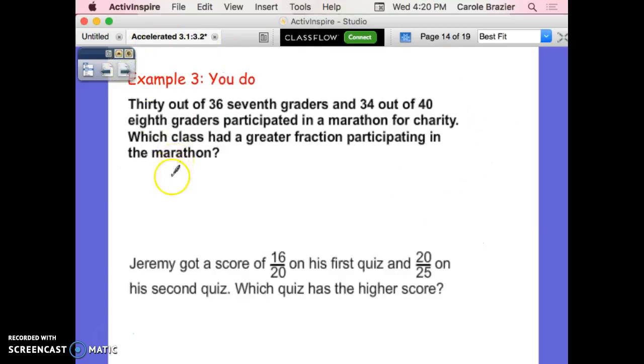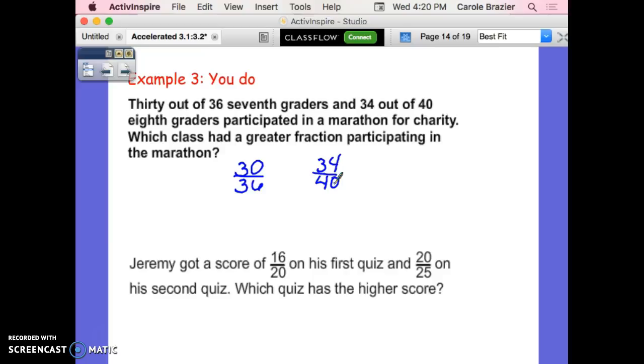Looking at this one, then we get into word problems. So we have 30 out of 36 7th graders and 34 out of 40 8th graders participated in a marathon for charity. Which class had the greater fraction participating in the marathon?